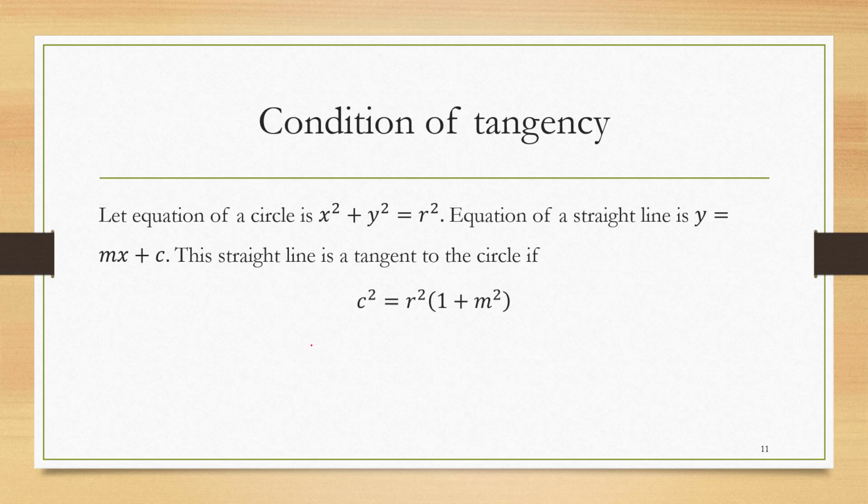You can remember it like this. Just write c, m and r alphabetically. C comes first, then comes m, then comes r. Put a square on each of these. Add 1 to the center one. Multiply these two and put an equal to.